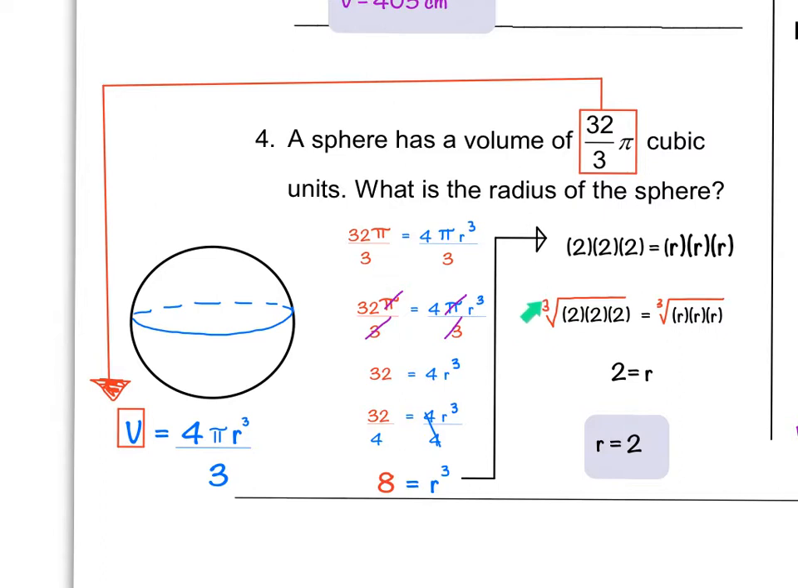If I take the cube root of both sides in order to get r by itself, I end up with r on one side alone. And on the other side, I have 3 2's, so I end up with 1 2 on the other side. If I switch that around, I end up with the radius equal to 2, which is exactly what they wanted to know. They wanted to know the radius of the sphere. So we know now that the radius is 2.